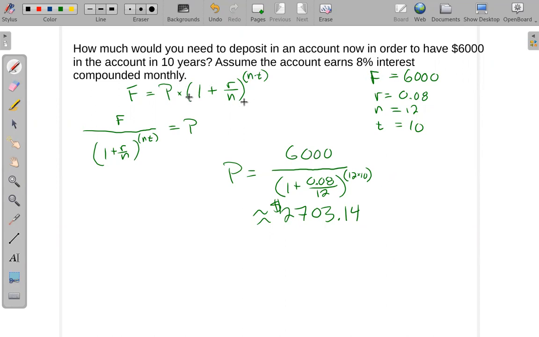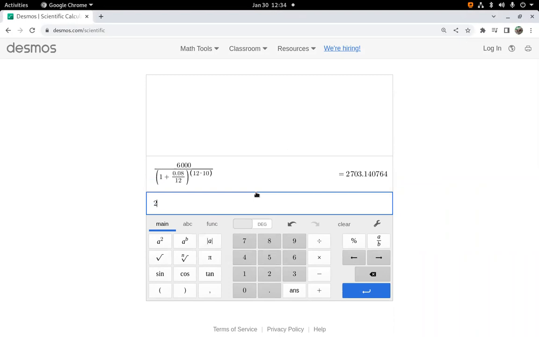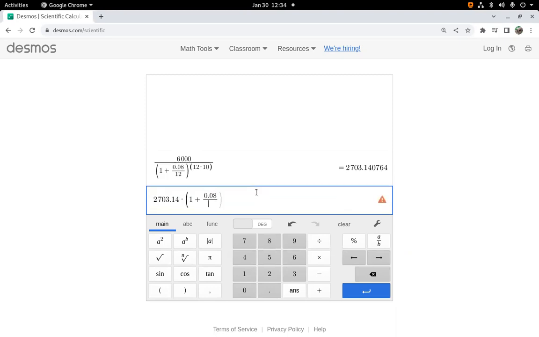You could check by plugging it back into the regular compound interest formula. So if I start with $2,703.14, and then I multiply by that 1 plus R over N, raise that to the power parentheses 12 times 10, then I get pretty close to $6,000. Why not exactly 6,000? Because I rounded this to the nearest cent, and there were fractions of a cent in that future to present value calculation. So it does check out.